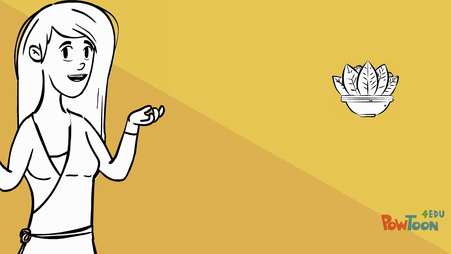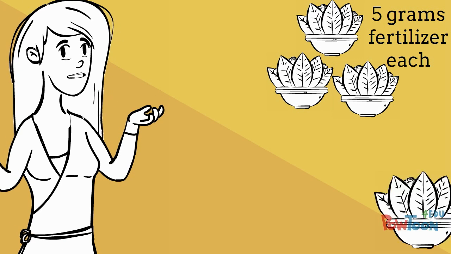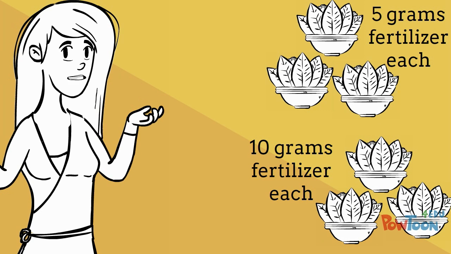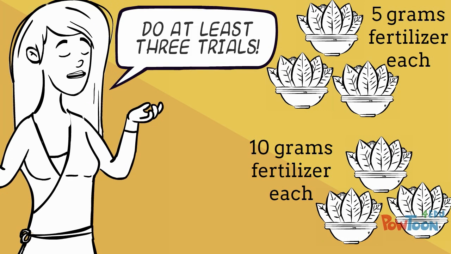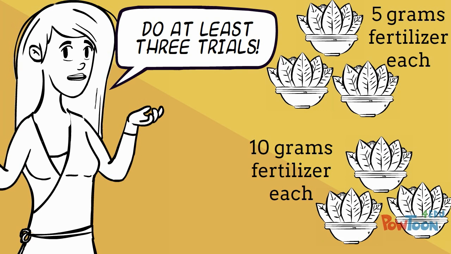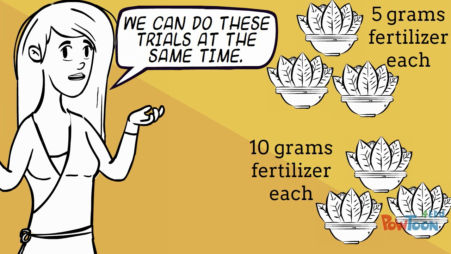Every time you do your procedure, you are conducting a trial. Your procedure should specify the number of trials, at least 3 for each value of the independent variable, but more may be required. Conducting many trials ensures that your results are repeatable and that they did not occur by chance. Different trials may or may not be run at the same time.